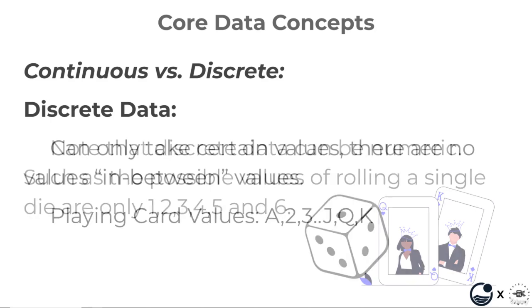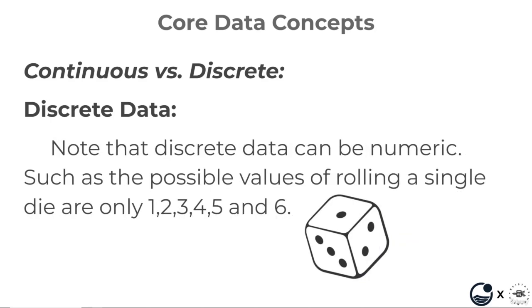So for example, let's imagine that you're marking down all the possible values of rolling a single die. This is clearly numeric data, but it's still discrete because no matter how many times you roll this die, you're not going to be able to get any other value besides 1, 2, 3, 4, 5, and 6. So this is numeric data, and it's also discrete data. There is no 3.5 on the die.